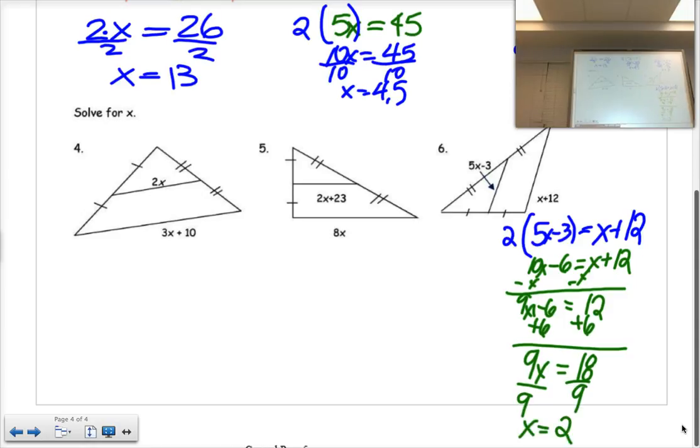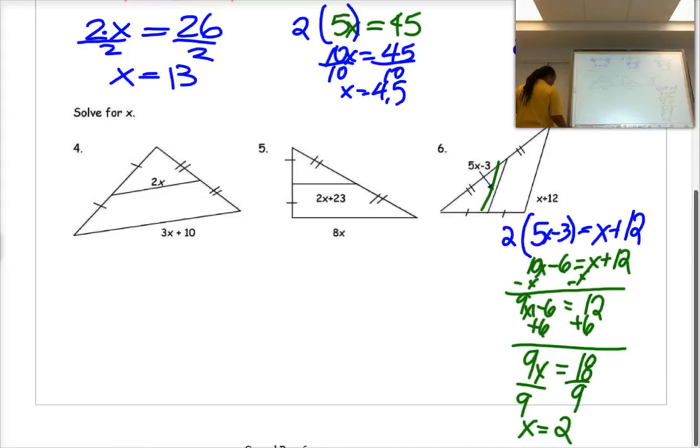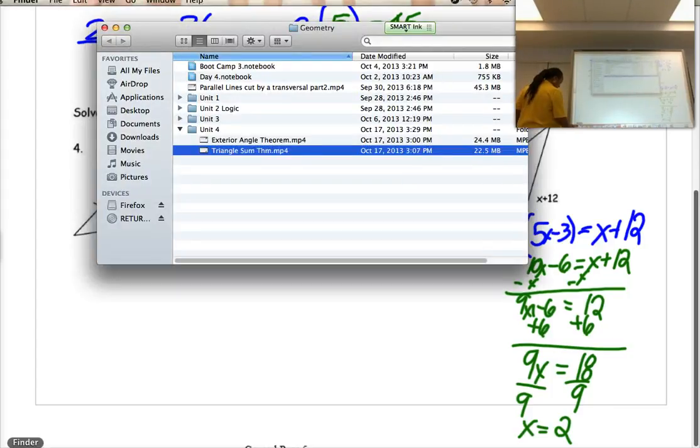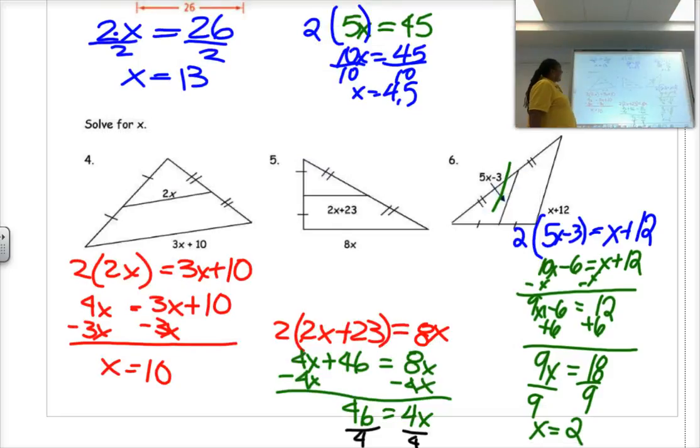Awesome. Okay, do you see though, we still did the same thing. We multiplied our midsegment, which is here, times 2, and set it as being equal to the third side of the triangle. Make sense? I want everyone to set up the equations for 4 and 5. Give you a couple seconds. Okay, I hope this is what you got.